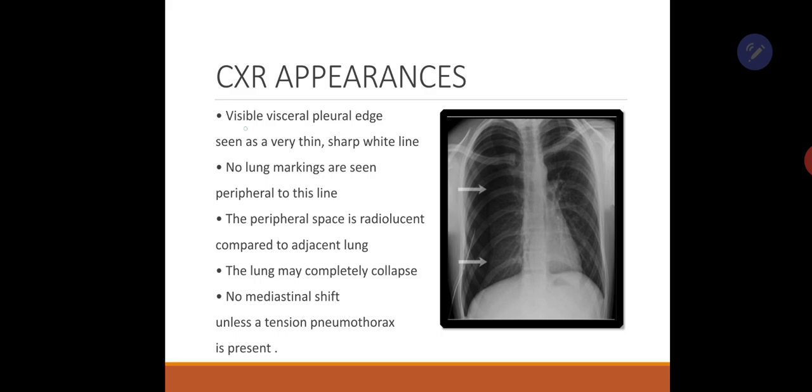Visible visceral pleural edge: see, you can see a pleural edge. The arrows are showing a pleural edge. If you can just appreciate, I will draw for you. You can see a visible pleural line sign. No lung markings are seen peripheral to it; you cannot see any lung markings on the outer side in this region. The peripheral space is radiolucent compared to adjacent lung, and the lung may completely collapse. There is no mediastinal shift unless it is a tension pneumothorax. So there is a mediastinal shift only in the case of tension pneumothorax.